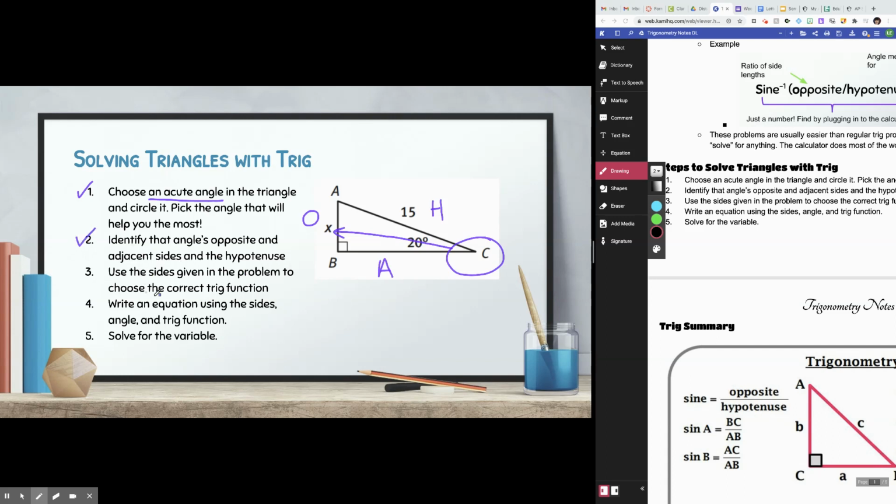Step 3 is to use the sides given in the problem to choose the correct trig function. I need to look at the information that was given to me. I have nothing for A, so that's not going to help me, but I do have something for O, even though it's a variable, and I do have something for H. So if O and H are my sides, then I need to choose sine, because remember, the acronym is SOHCAHTOA.